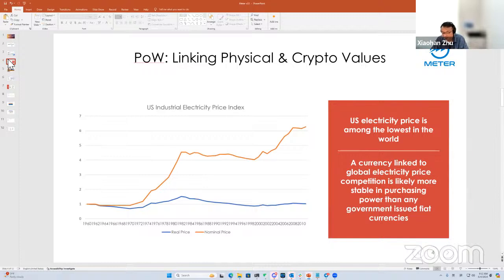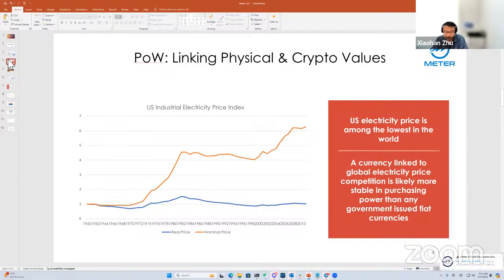At the end of the day, because of the competitiveness of the miners, their cost of mining is very close to their marginal cost, which is mainly the electricity cost for these types of miners. And if you look at the competitive electricity cost across the globe, it's actually a really good index of the actual purchasing power. And it's very stable across history.